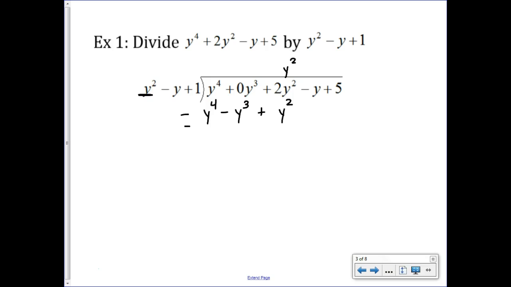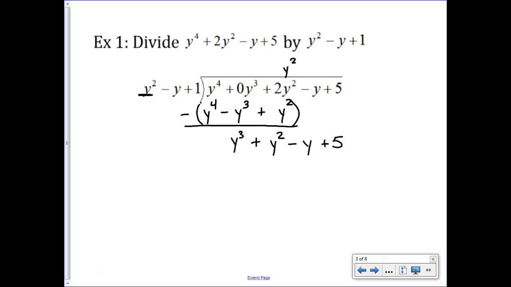Now we're going to subtract that whole thing. So y to the 4th minus y to the 4th is 0. Make sure you're subtracting everything here. So 0 minus a negative y to the 3rd is a positive y to the 3rd. And then 2y squared minus 1y squared is y squared. So then I'm going to bring down everything. So minus y plus 5.